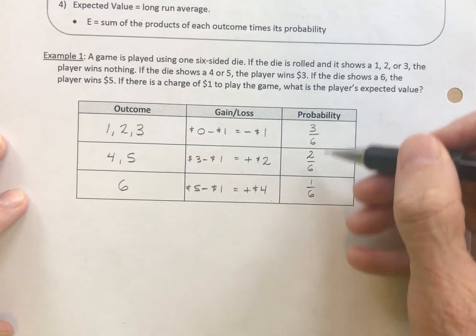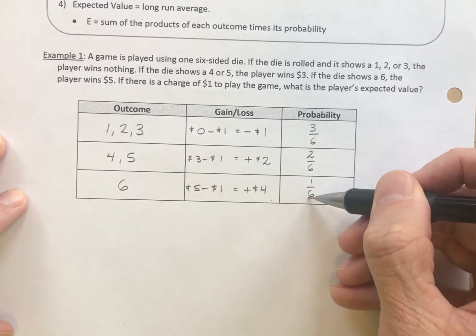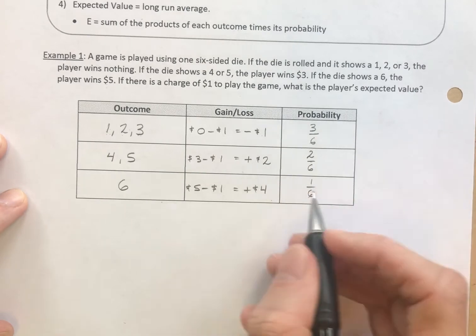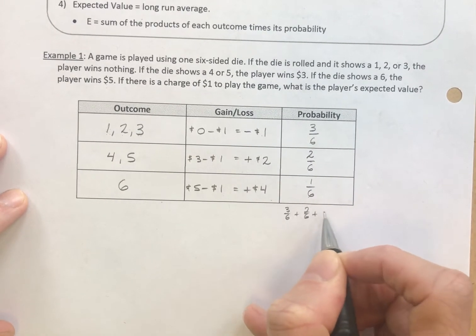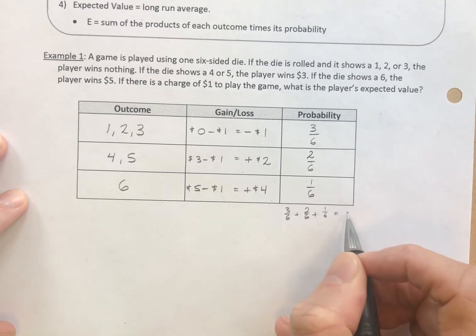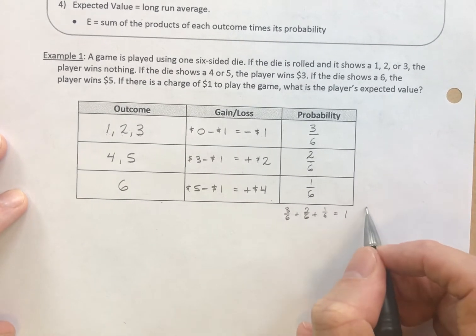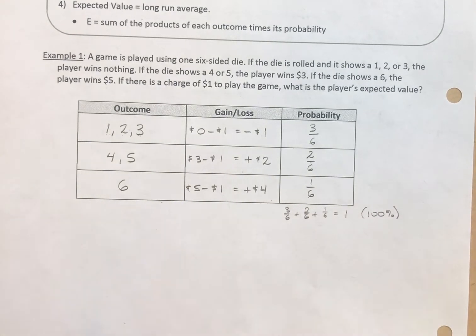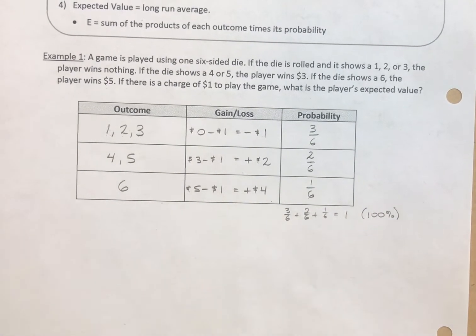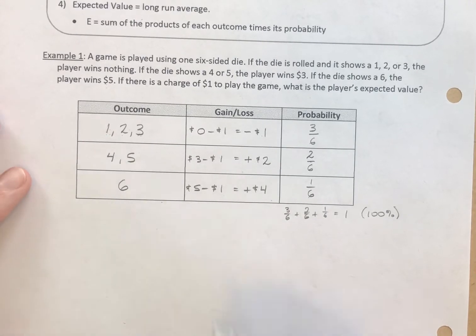Let's remind ourselves we need to account for all possibilities. So we add up these numbers: 3/6 plus 2/6 plus 1/6. And we want to make sure that sums to 1, to make sure we have 100% of all possibilities accounted for.